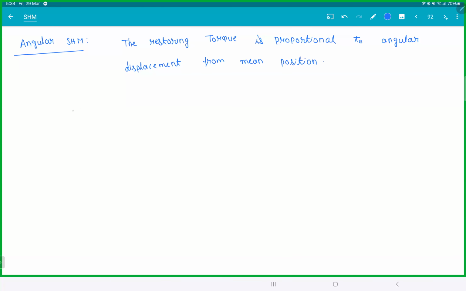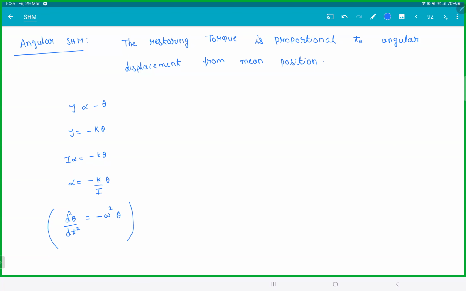So torque is proportional to minus theta. Negative indicates restoring force. The proportionality constant is minus k theta. Torque is I alpha. So alpha is minus k by I theta. So if you write this mathematically, this is nothing but d square theta by dt square is equal to minus omega square theta.